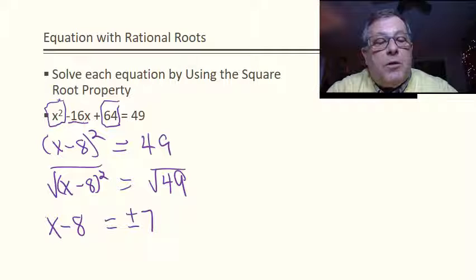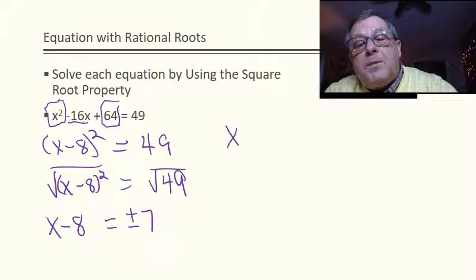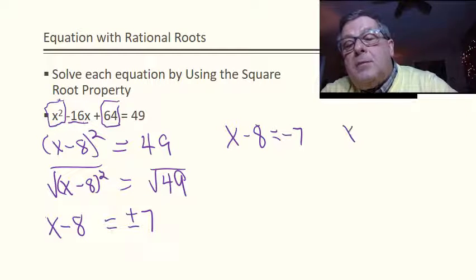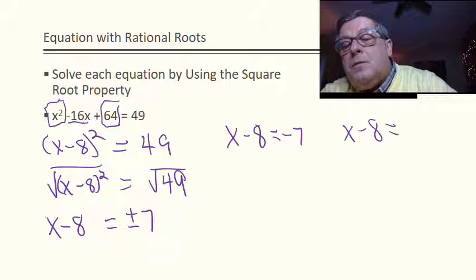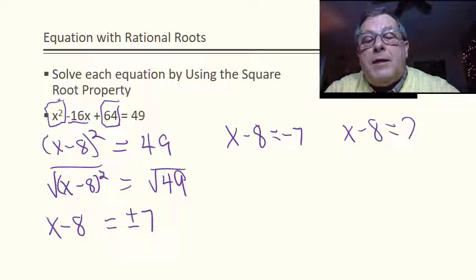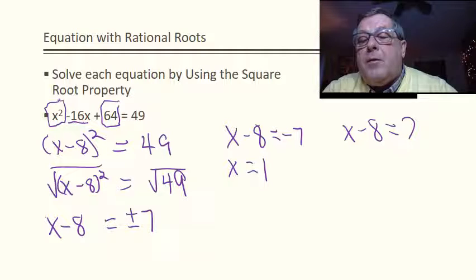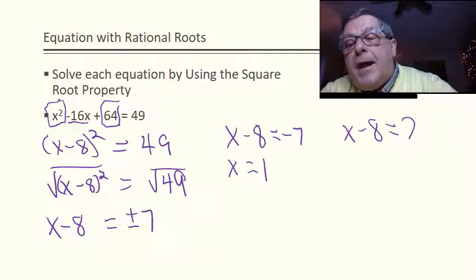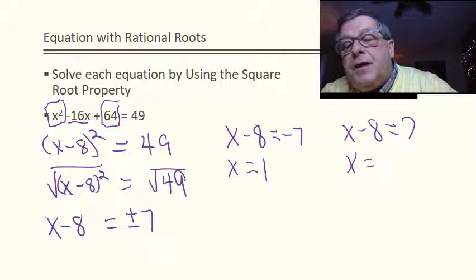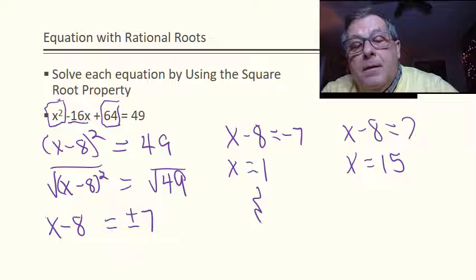Now I can take each one of these equations. Let's say I set this up here. I go x minus 8 equals negative 7, and x minus 8 equals positive 7. And we're going to solve both of these. We're going to add 8 to both sides of both equations. And so x equals 8 minus 7, that's going to equal 1. And over here on the right-hand side, when I add 8 to both sides, I've got x equals 15. And my solution set is 1 and 15.